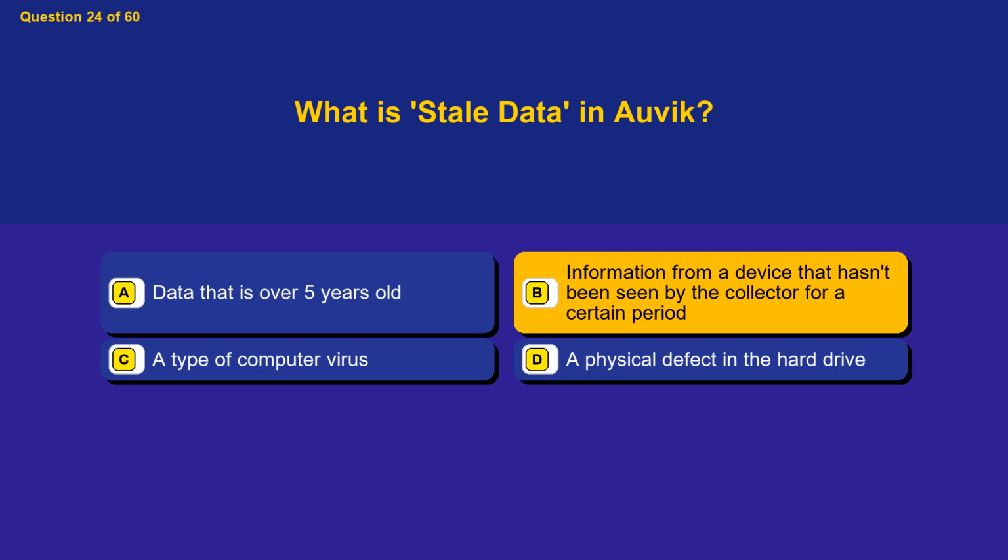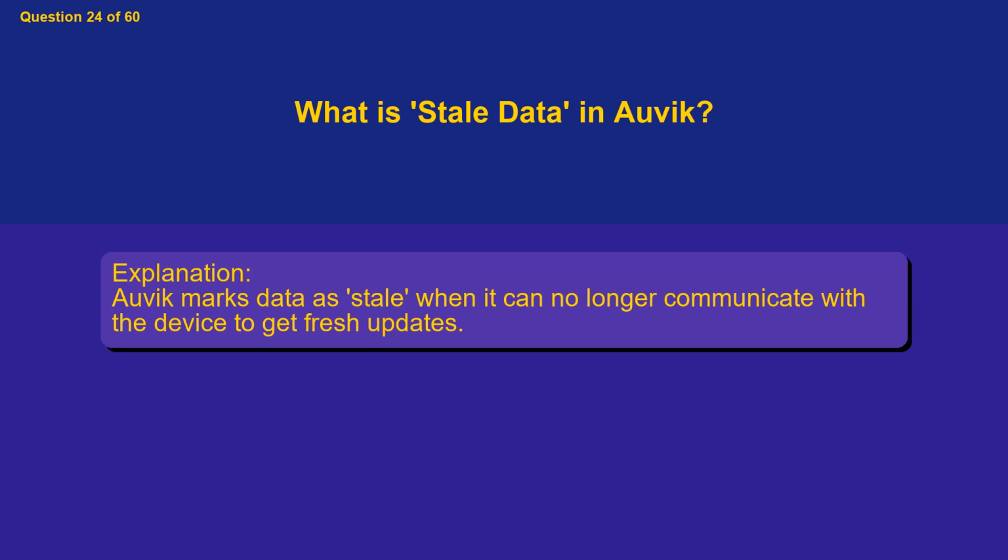The correct answer is option B. Information from a device that hasn't been seen by the collector for a certain period. Auvik marks data as stale when it can no longer communicate with the device to get fresh updates.